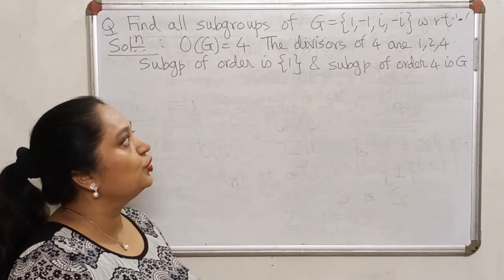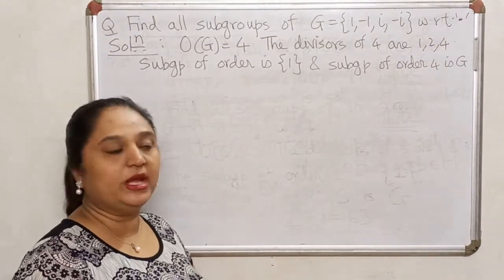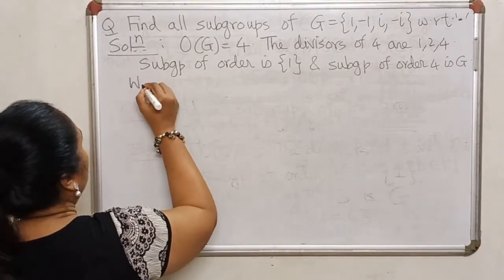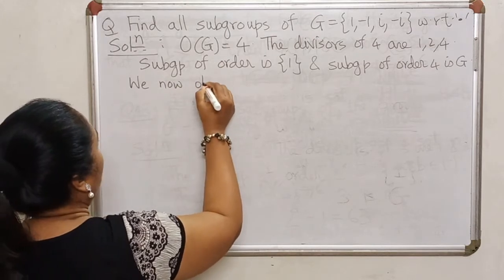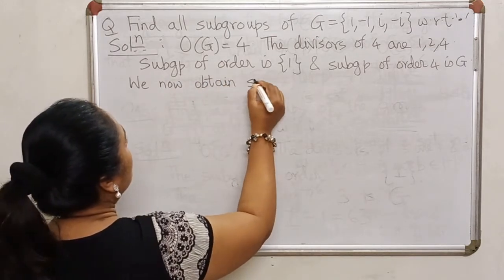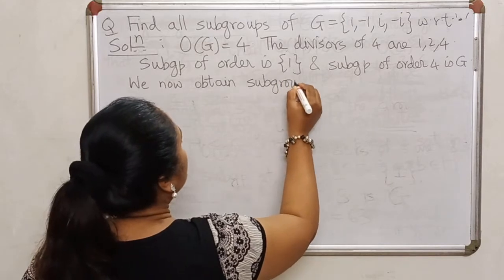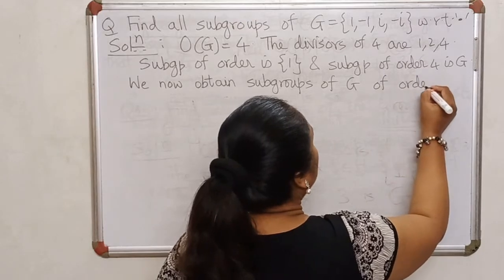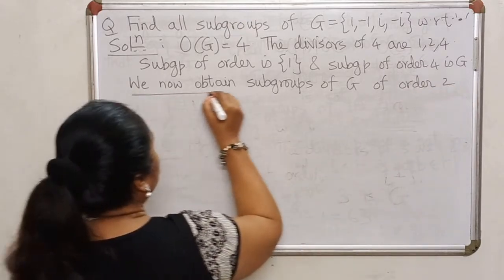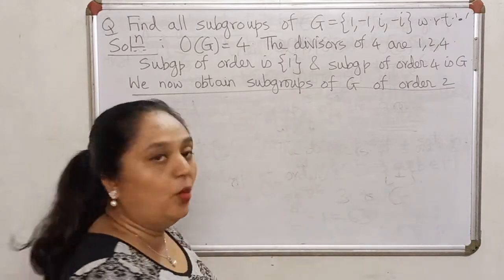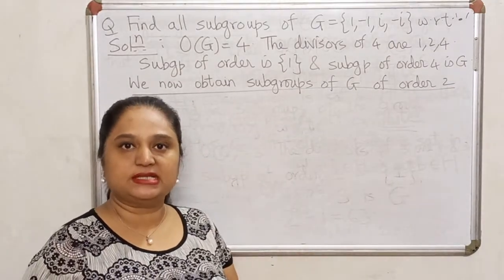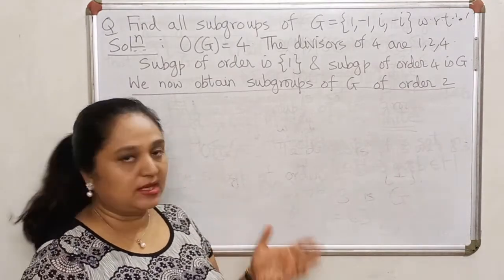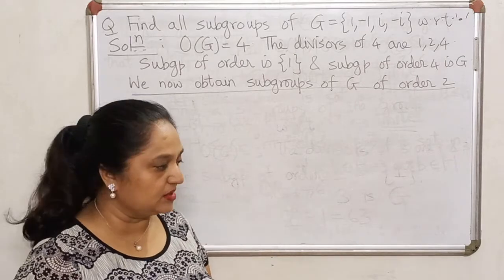Now, if at all this group has any other subgroup, it will have to be a subgroup of order 2. So let us look for subgroups of order 2. So we now obtain subgroups of G of order 2. One method is to find all possible subsets of size 2 and then see which of them become subgroups by checking whether the closure property is satisfied for them.